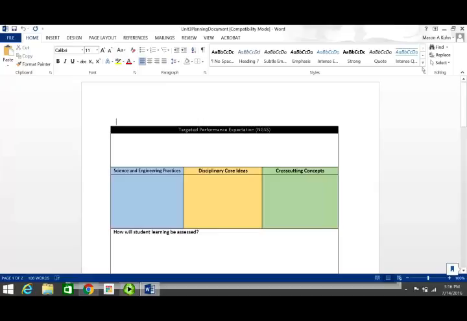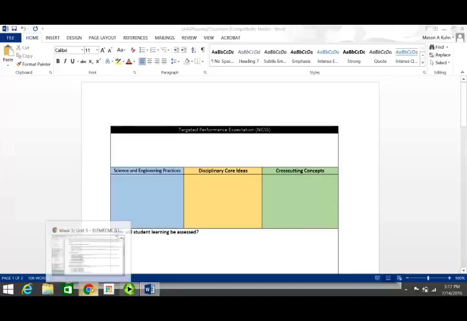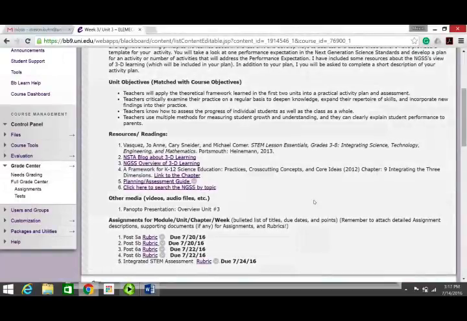But here you are going to choose a unit or a couple of performance expectations that are relevant to you. So I want you to pick one for your grade level, or if you're not a classroom teacher right now, you can pick a grade level that you think you're going to work with.